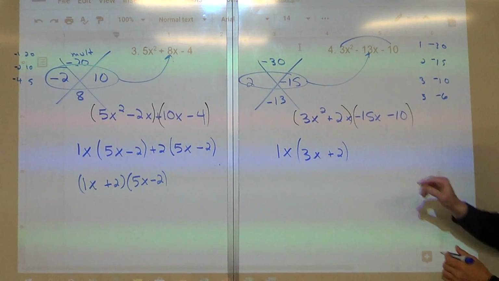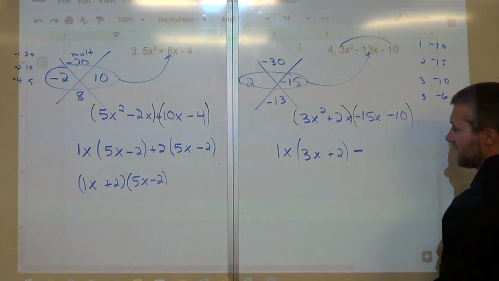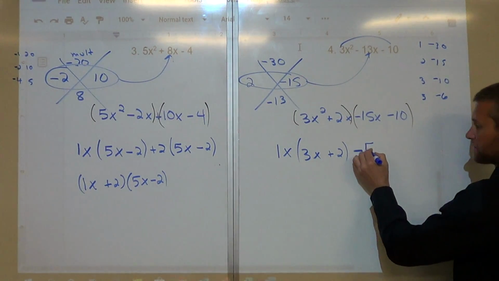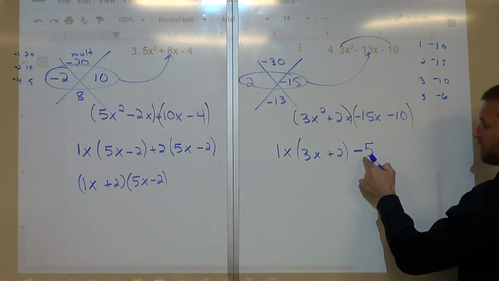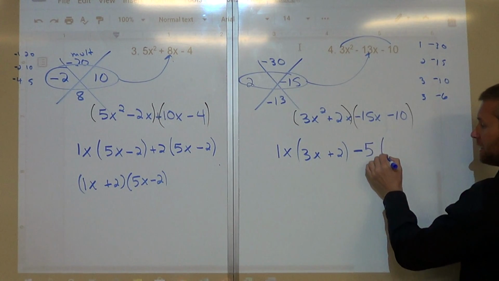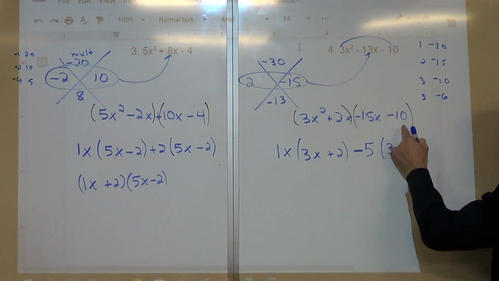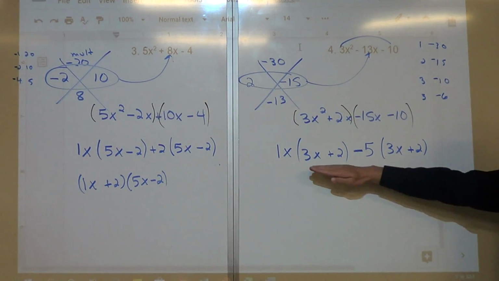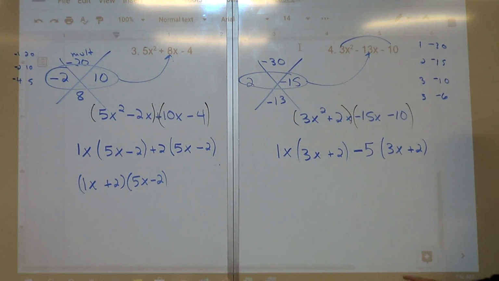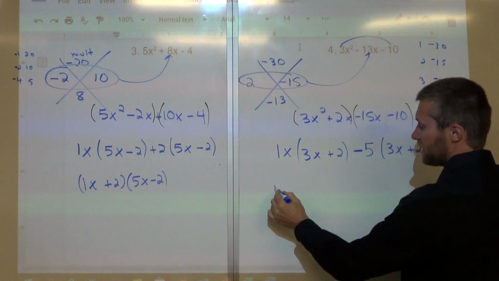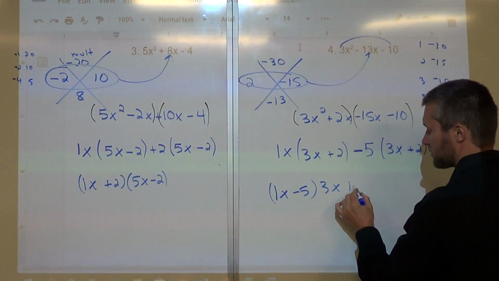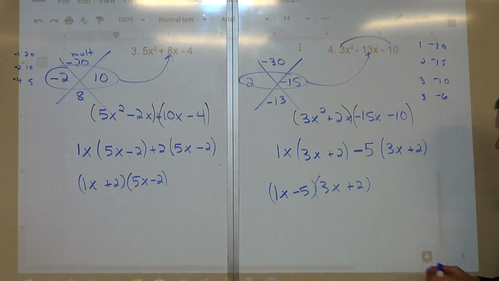Now, my sign right here is a negative, so I know I'm going to factor out a negative number. 15 and 10, what's the biggest number they have in common? Is a 5. So negative 15 divided by negative 5 is 3x. Negative 10 divided by negative 5 is positive 2. So 3x plus 2, 3x plus 2. Good. Combine what's on the outside, the 1x minus 5, and the 3x plus 2. And now we've factored by grouping.